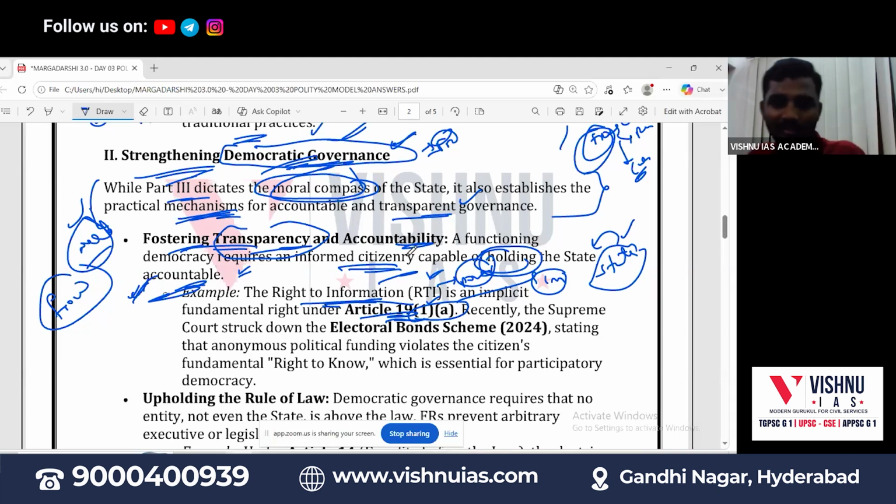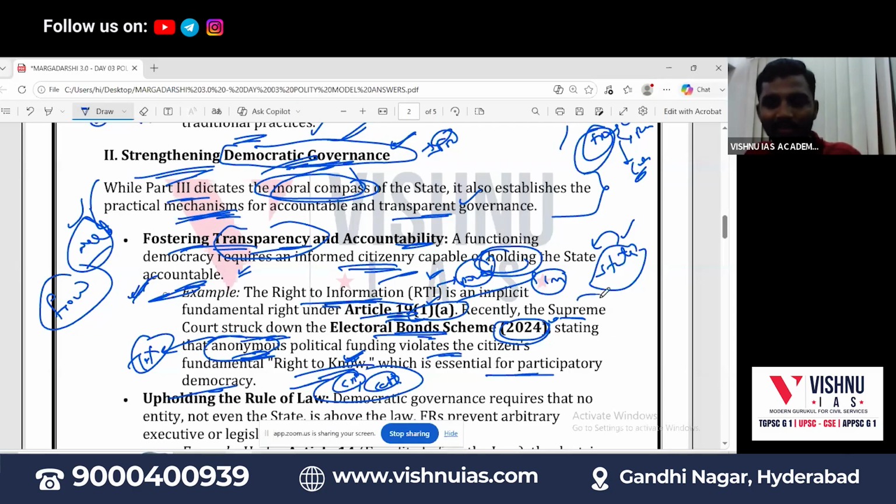You should establish this connection properly. Now another example, the electoral bonds case. The 2018 scheme was struck down by the Supreme Court recently. Why? Anonymous political funding goes against transparency. Who is funding which political party? Nobody knows. This violates the citizens' fundamental right to know. Maybe criminalization of politics is happening, maybe crony capitalism is happening in the background. Nobody knows. The right to know is essential for participative democracy, and the Supreme Court said the electoral bonds scheme is not constitutionally valid, so it is completely struck down.